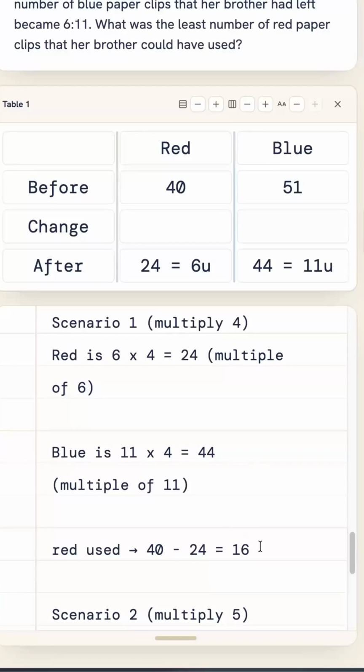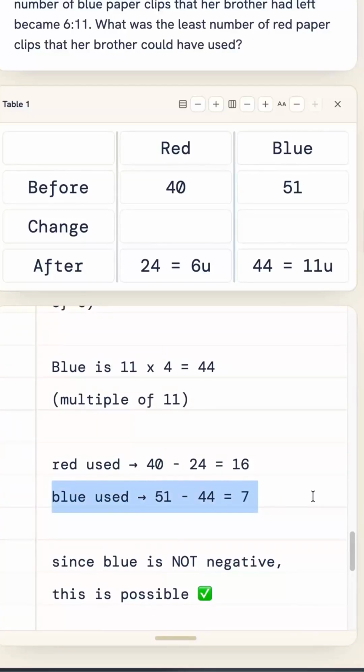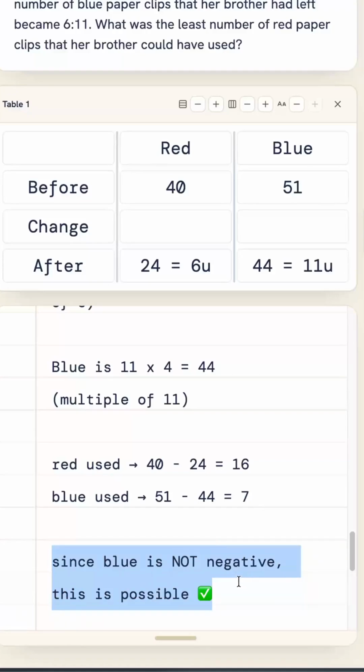therefore, the answer to this is, so earlier I forgot to put this. Blue used, we use 44. That means blue used is 7. Therefore, since blue is not negative, this is possible. The answer to this is 16.